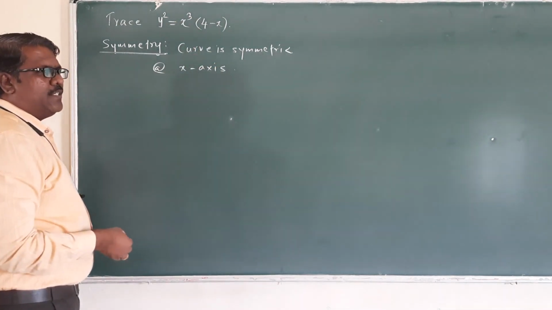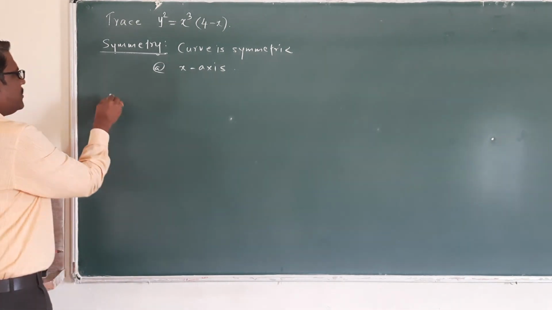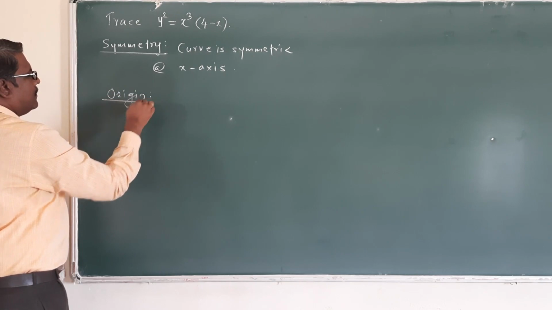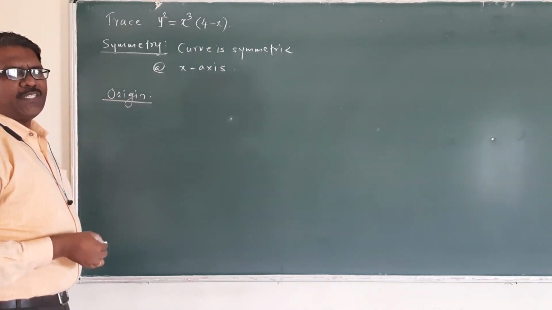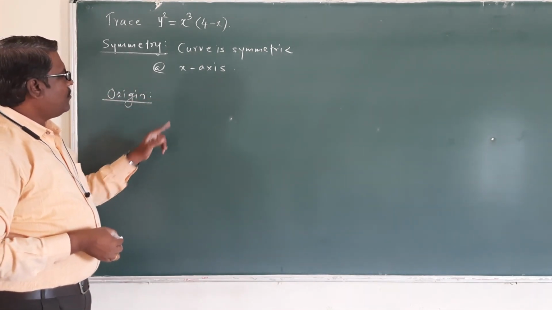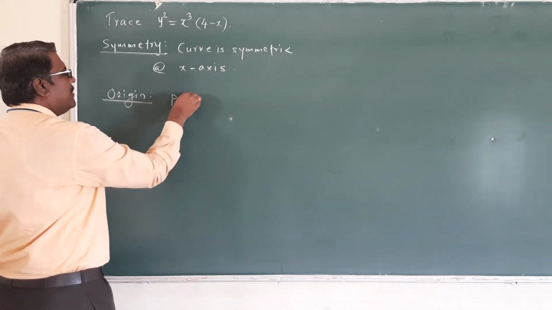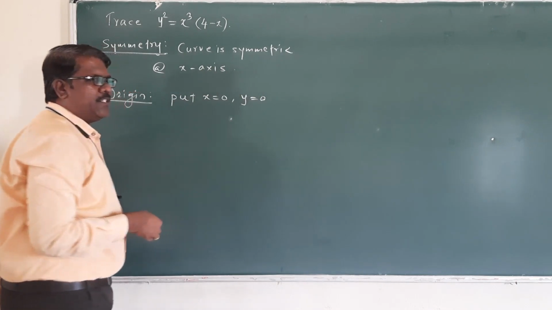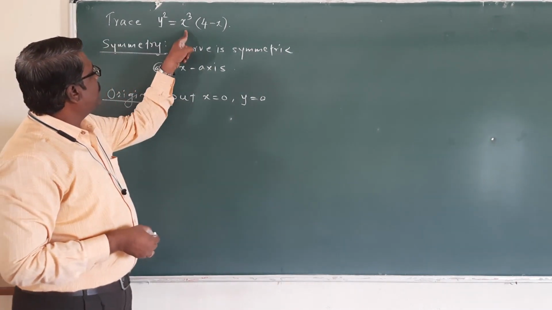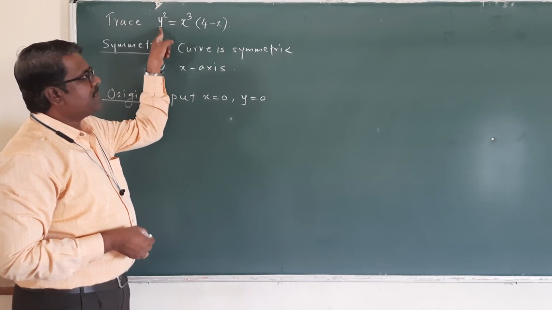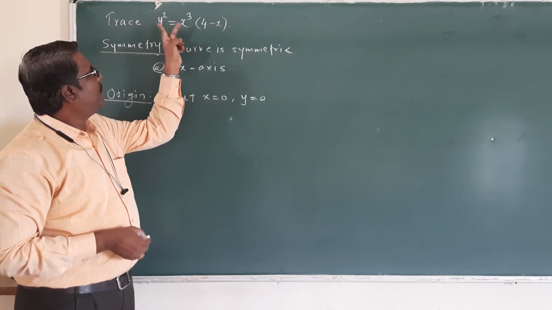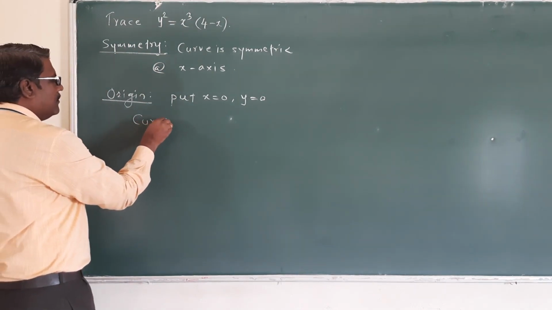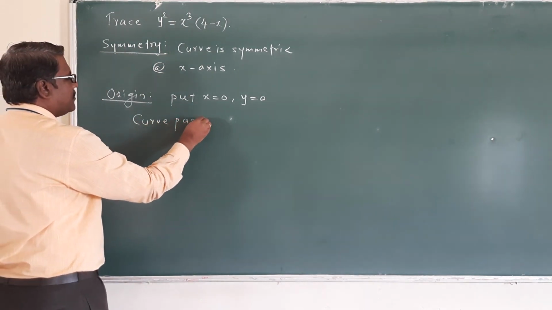Now the second point to trace the curve is origin. Here we check whether the curve passes through origin or not. So how to assess? Put x is equal to 0, y is equal to 0 in the given equation. When I substitute x 0 and y 0, LHS is 0, RHS is 0, therefore the equation gets satisfied, and therefore the curve passes through origin.